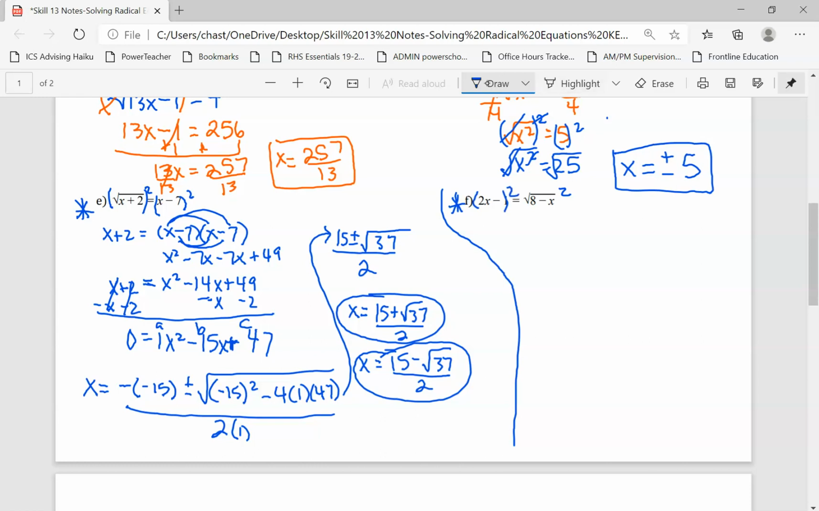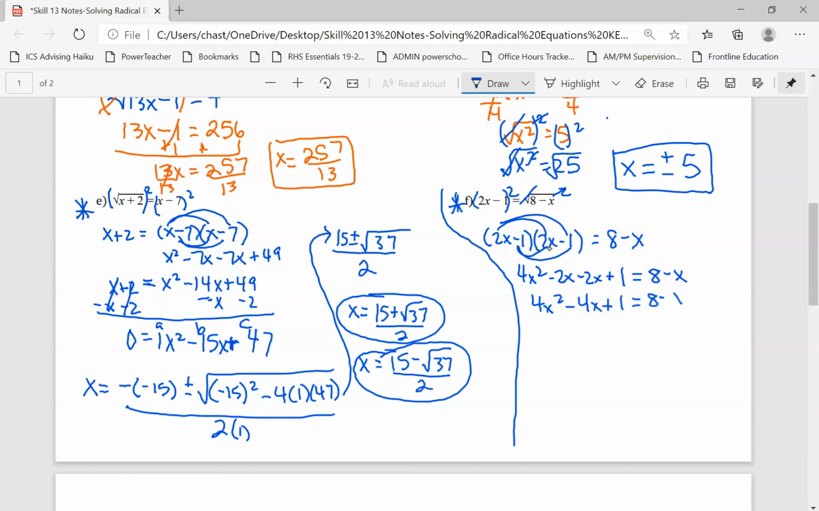Whoops, that's probably hard to tell that I covered up the 1. Oh, it's still covering up the 1. Alright, so we get 2x minus 1, 2x minus 1 equals, those will cancel out, we get 8 minus x. Let's see, 4x squared minus 2x minus 2x plus 1. So 4x squared minus 4x plus 1 equals 8 minus x.